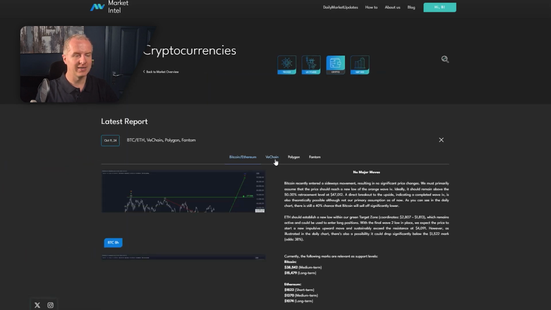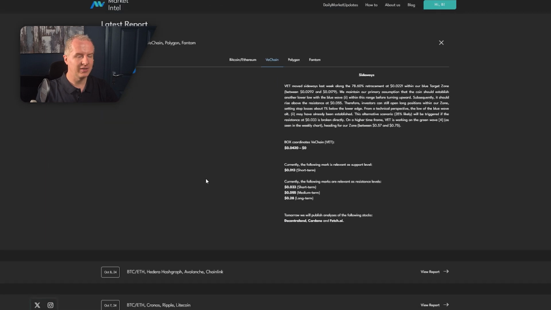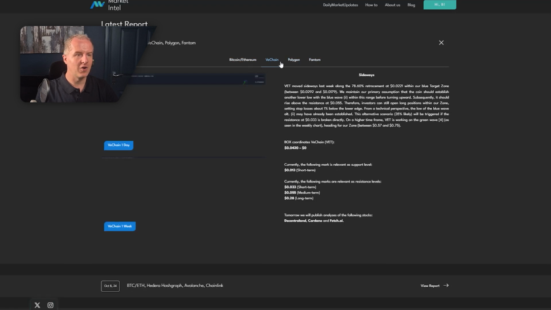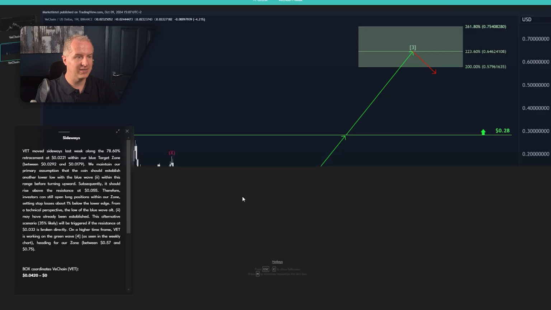Today, we want to take a look at the VeChain chart. As I said, we haven't covered it for a while, so let's take a look at the chart. By the way, we're also covering Phantom, Polygon, Bitcoin, Ethereum, and other charts. For example, Hedera Hashgraph, Avalanche, Chainlink. But now let's take a look at the weekly chart.